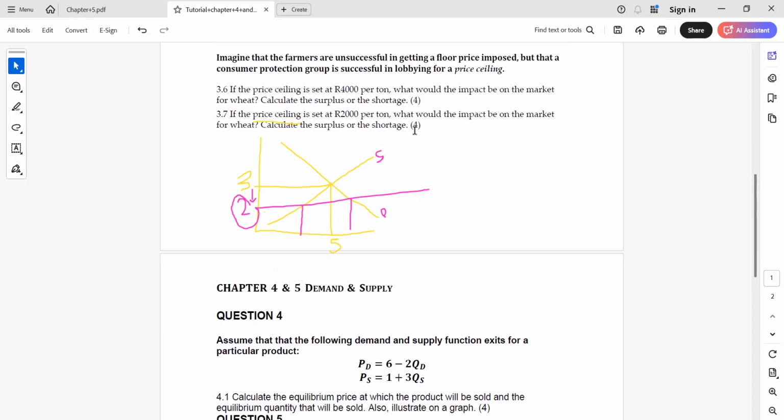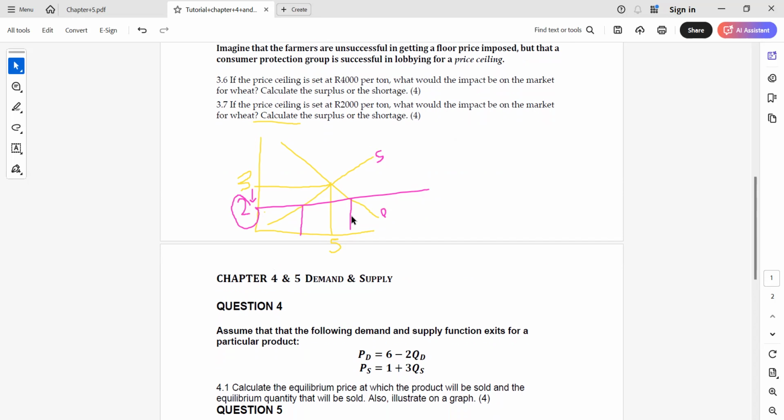Then to calculate the excess, you say 10,000, which is your quantity demanded, minus your 2,000, which is your quantity supplied. Then you get 8,000, which will be your excess demand, which is also a shortage in this case, because it basically means producers are producing less than what is actually required by our consumers. So it indicates a shortage of 8,000.